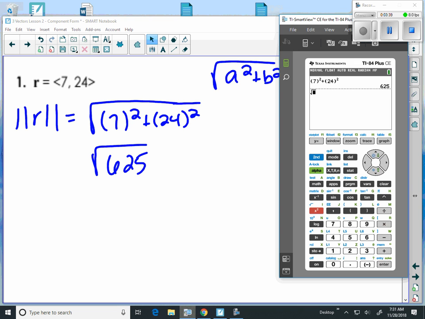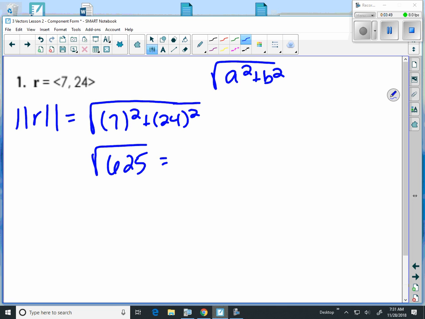Then we'll go ahead and take the square root of 625. Okay, it happens to be a nice number, 25. If it's not, I want you to round to 2 decimal places. We're just going to make that a rule, 2 decimal places for everything. Okay, so here, the magnitude of that vector is 25. And we talked about the magnitude on Monday being the size. Okay, it's the size of that vector. So that is the magnitude.